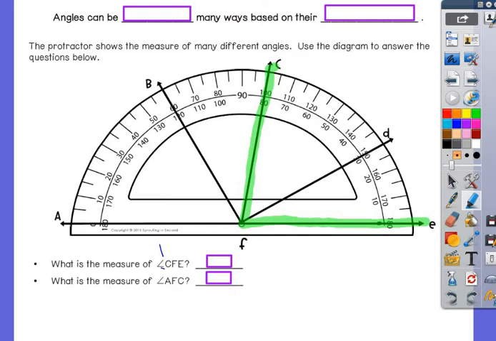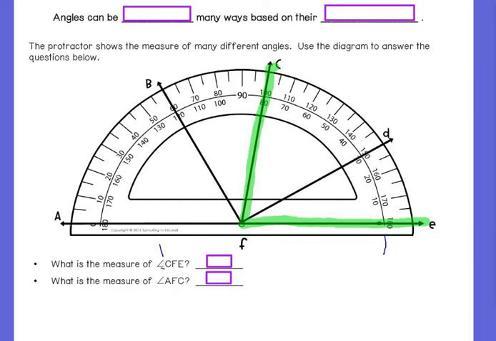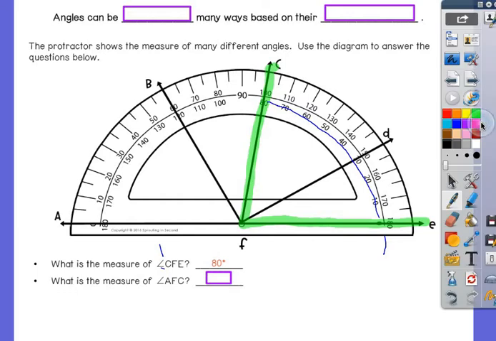So back to CFE. The line is lined up over here. So would I want to use the top or the bottom row to measure this angle? The bottom. I always start with 0. And 0 goes up, and what is the measure of this angle? 80 degrees. I'm having to draw extra lines because recording this, they won't know what I'm talking about if I'm pointing.